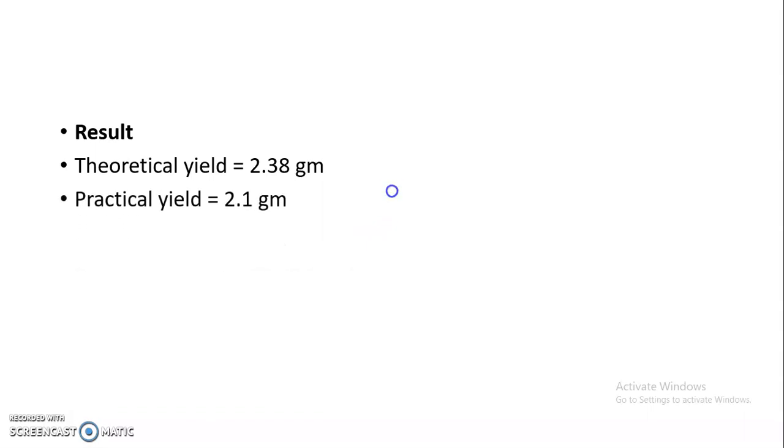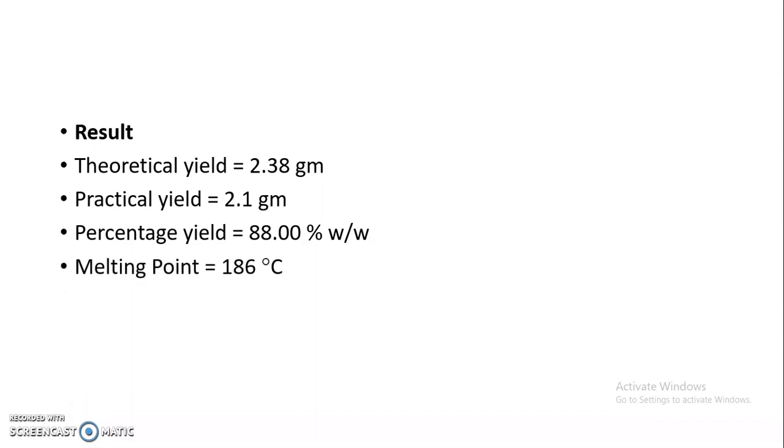Now the result can be tabulated: theoretical yield is equal to 2.38 gram, practical yield 2.1 gram, then percentage yield is equal to 88% weight by weight, and melting point is equal to 186 degree Celsius. So this is how we can perform the synthesis of the hippuric acid from the glycine. Remember that we have done only step 1 here in the synthesis of 4-benzylidene-2-phenyl oxazol-5-one. Now the second step I will discuss in the next video. So you can watch the next video also to get a better understanding of how to carry out the synthesis of 4-benzylidene-2-phenyl oxazol-5-one from the glycine.